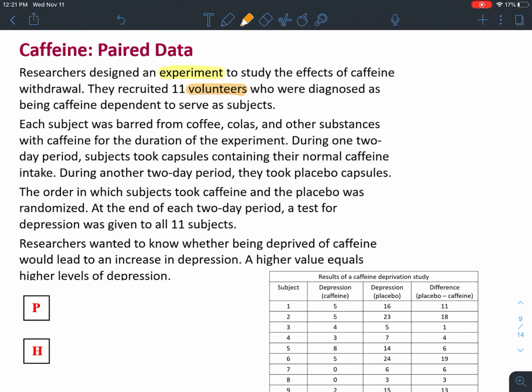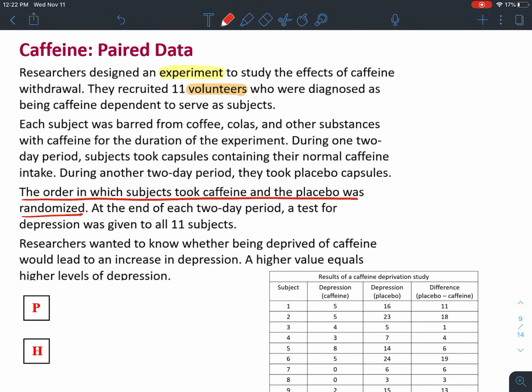It says researchers designed an experiment to study the effects of caffeine withdrawal. They recruited 11 volunteers who were diagnosed as being caffeine dependent to serve as subjects. Each subject was barred from coffee, colas, and other substances with caffeine for the duration of the experiment. During one 2-day period, subjects took capsules containing their normal caffeine intake. During another 2-day period, they took placebo capsules. Here's where we see the order in which the subjects took the caffeine and the placebo was randomized.